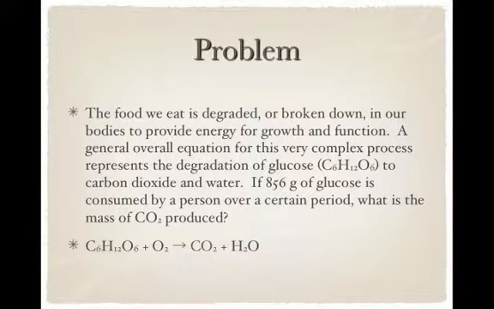Broken down in our bodies to provide energy for growth and function. A general overall equation for this very complex process represents the degradation of glucose to carbon dioxide and water. And if 856 grams of glucose is consumed by a person over a certain period, what's the mass of carbon dioxide produced?